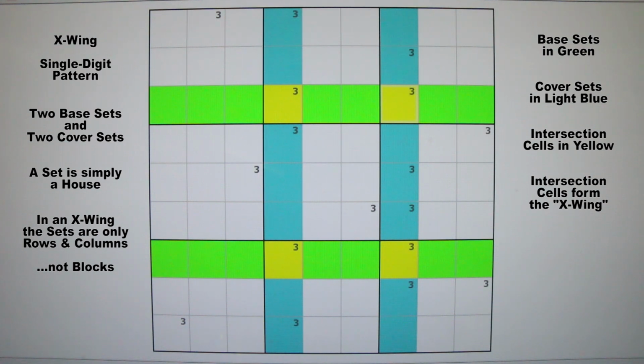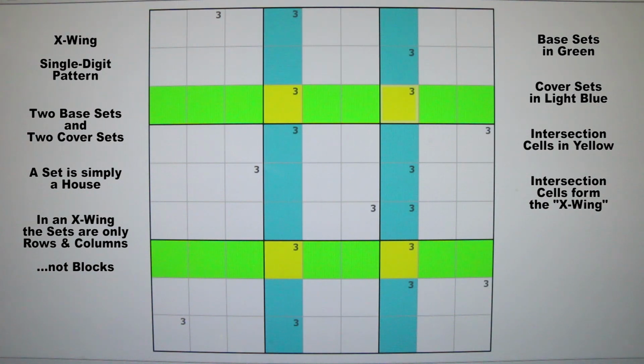It's a bit cryptic to be sure, but I would be remiss as your teacher if I did not explain this to you. So let me try to demonstrate what this means and how it works, and then immediately afterward I'll show you some much easier ways to understand X-Wings.